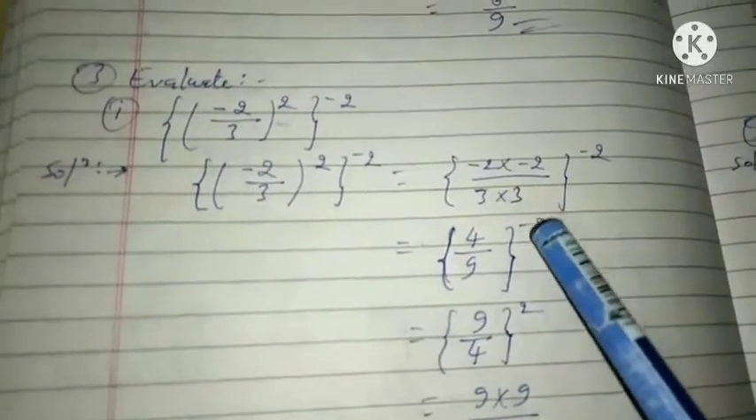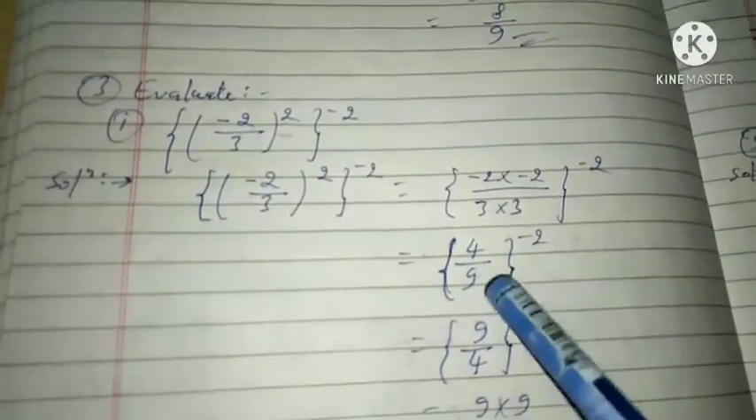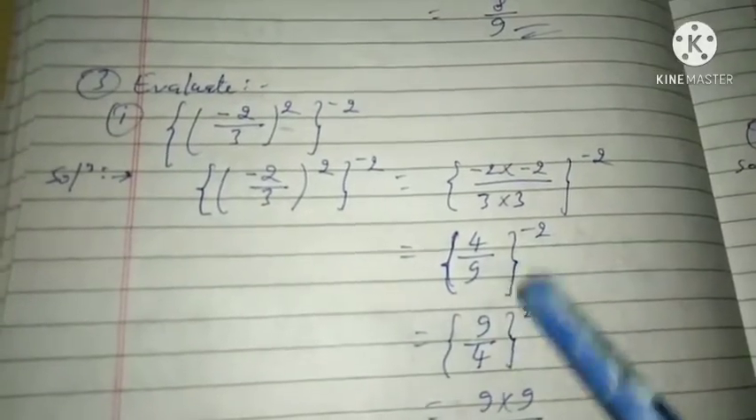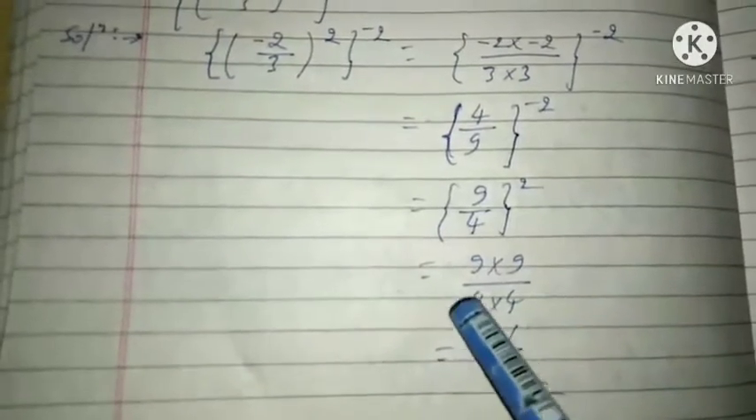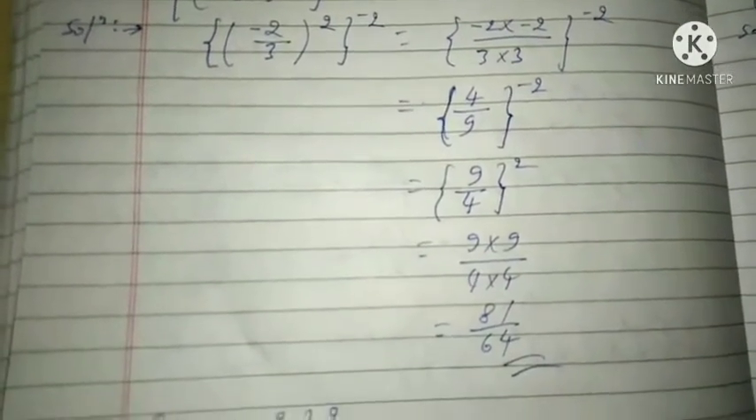Now to convert this negative power into positive power, we have to make the reciprocal of this rational number. So on making the reciprocal, this results in (9/4) to the power 2, and this will be simplified as 9 into 9 divided by 4 into 4. That results in 81 divided by 64.